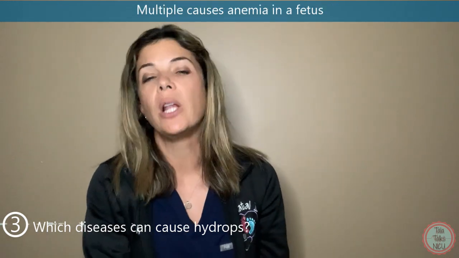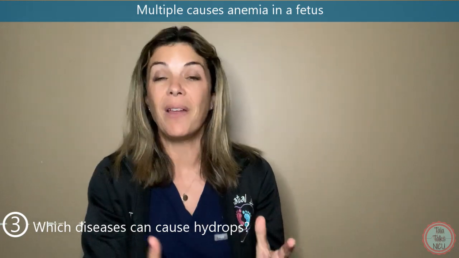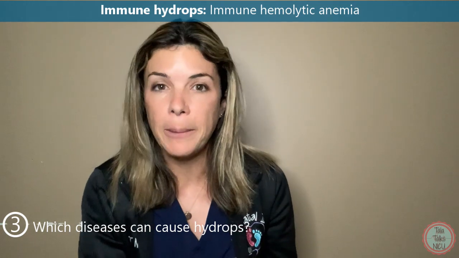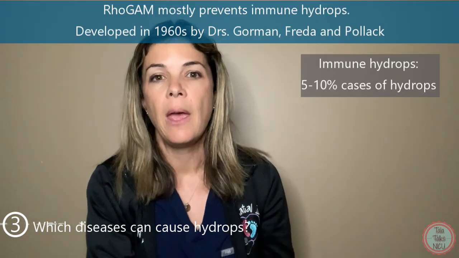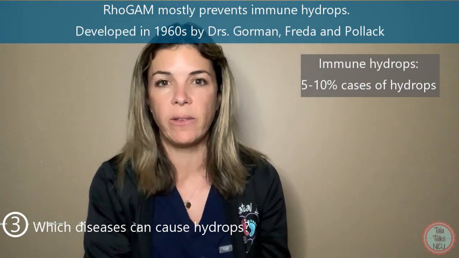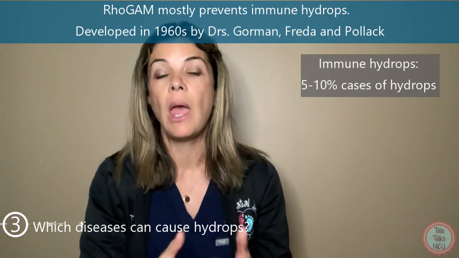As you all know, lots of different processes can cause anemia in a fetus, but the one that we've probably talked about the most is the hemolytic anemia that causes an immune hydrops. Immune hydrops used to be really common until somebody very smart in the 1960s figured out a way to prevent it. And now immune hydrops, like we said earlier, only represents about 4 to 10% of the cases of the babies born with hydrops. Let's talk about immune hydrops just for a couple of minutes.